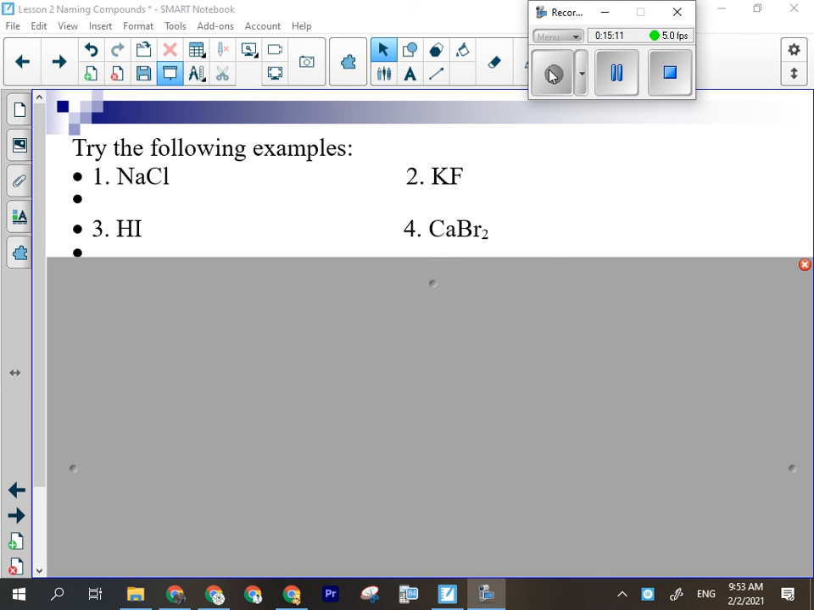Okay, let's have a look at these 4. Obviously, we already did number 1 earlier, but we have an ionic compound because it's a metal and a nonmetal. The metal is sodium, the nonmetal is chlorine, so sodium chloride. Simple as that. Metal first, nonmetal second. All right, for number 2, we've got potassium and fluorine. So this stuff will be potassium fluoride.